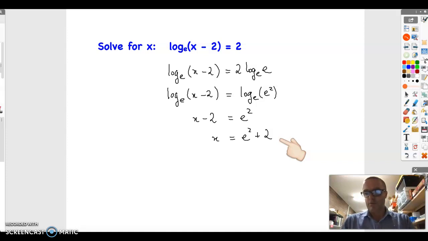So here's a solution where, because of Euler's number, we have no other way of simplifying this expression, so that's the exact way to write the solution. Of course, we can find an approximate solution using the calculator.